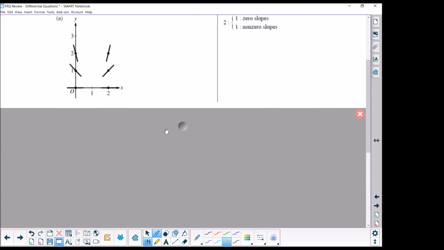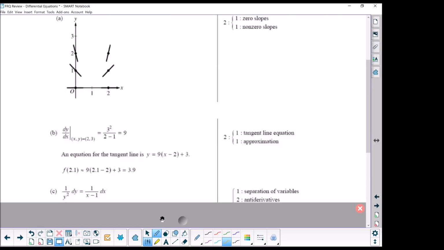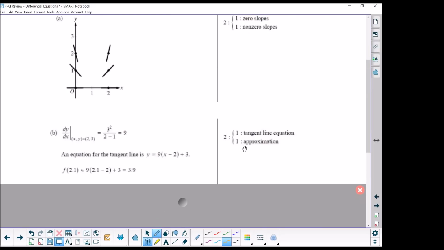When we get down to part B, it is also worth 2 points. And you can see that the first point is given for the tangent line equation. This particular equation already had the 3 added over to the right side, but that is not necessary. Any equation with y and x would get the job done. That was equivalent to this equation.